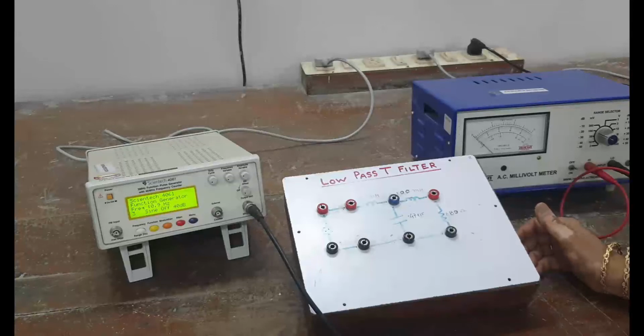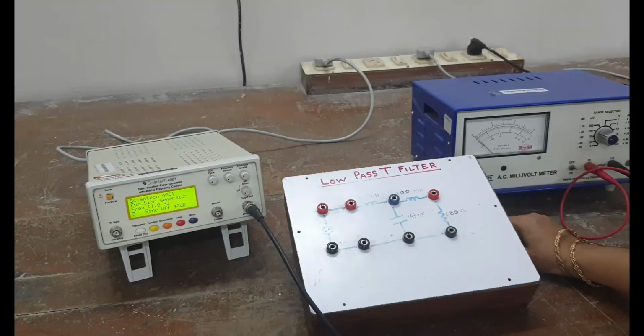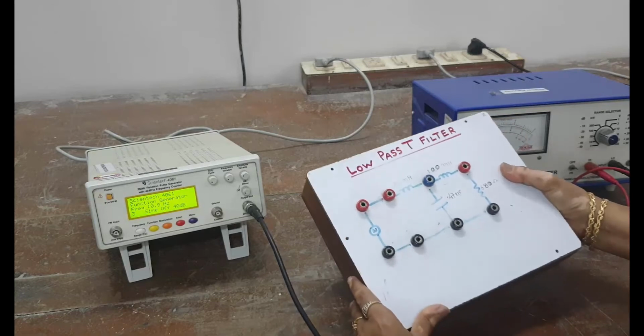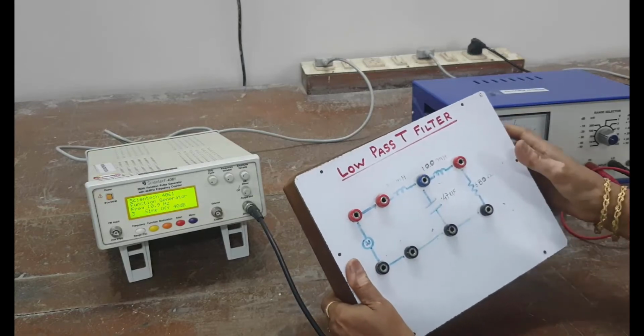First we will consider a low pass filter. Low pass filter means, from the name itself we can see that low frequencies will be allowed to pass through it and high frequency signals will be attenuated. That is the meaning. So here we will be demonstrating a low pass T filter. Why is it called a T filter? Because the shape of the diagram is in the form of T.